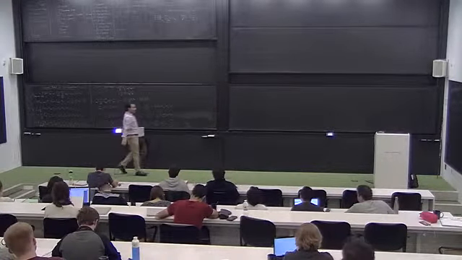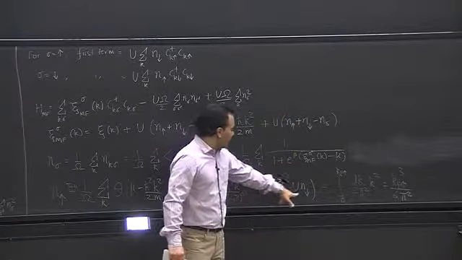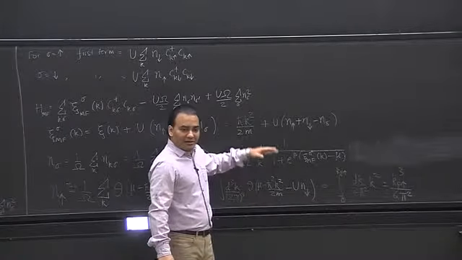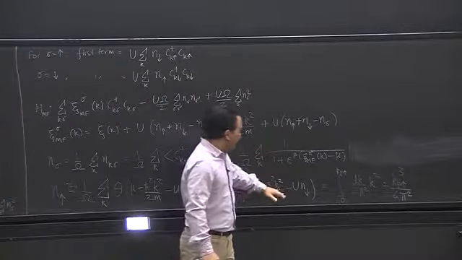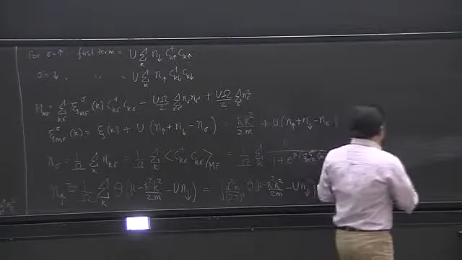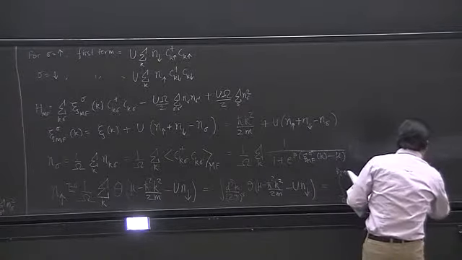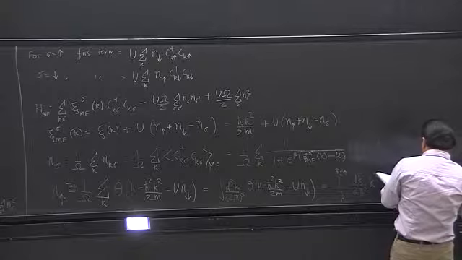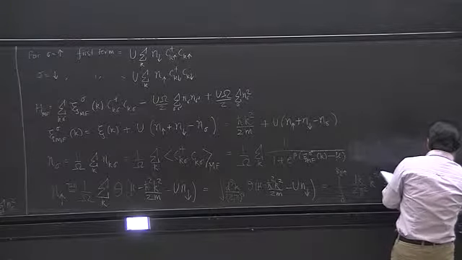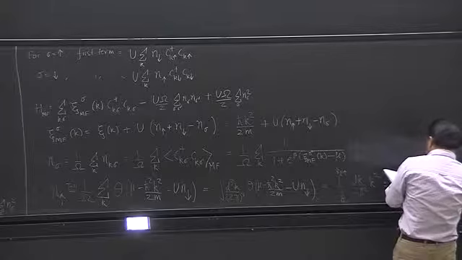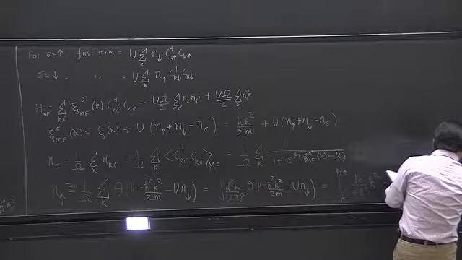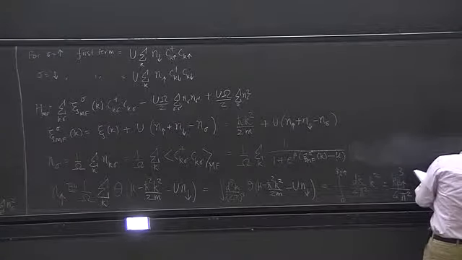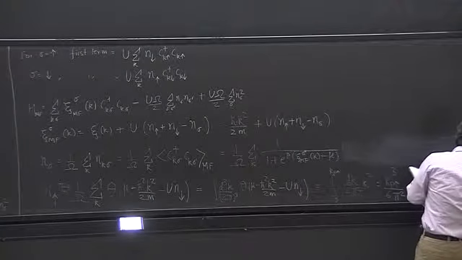How is this kf up defined? This kf up is defined such that this quantity, the theta function, is 0, so that all momenta below kf up are occupied. So kf up is defined by the equation: mu minus h bar squared kf up squared over 2m minus u n down is equal to 0.